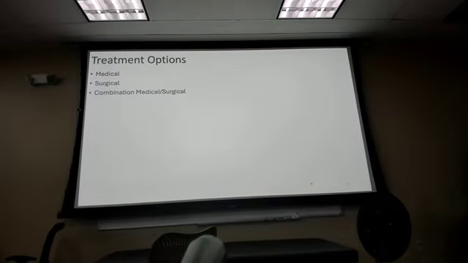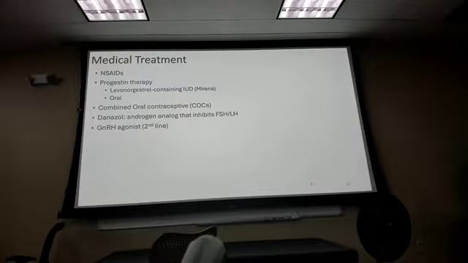So how do we treat these patients? We have medical options, we have surgical options, but the majority of times it's a combination of medical and surgical therapy. So for medical treatment, we can certainly use those anti-inflammatories. Okay? We can use progestin only, so something like levonorgestrel IUD or oral progestins.